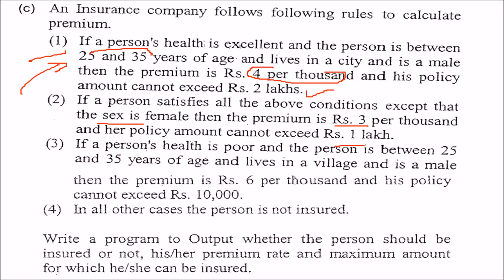Then, if a person's health is poor and the person is between 25 to 35 years of age, lives in a village and is a male, then the premium goes to 6 per thousand and the policy cannot exceed 10,000 rupees. In all the other cases, the person is not insured. We have to write a program to output whether the person should be insured or not, his or her premium rate, and the maximum amount for which he or she can be insured.